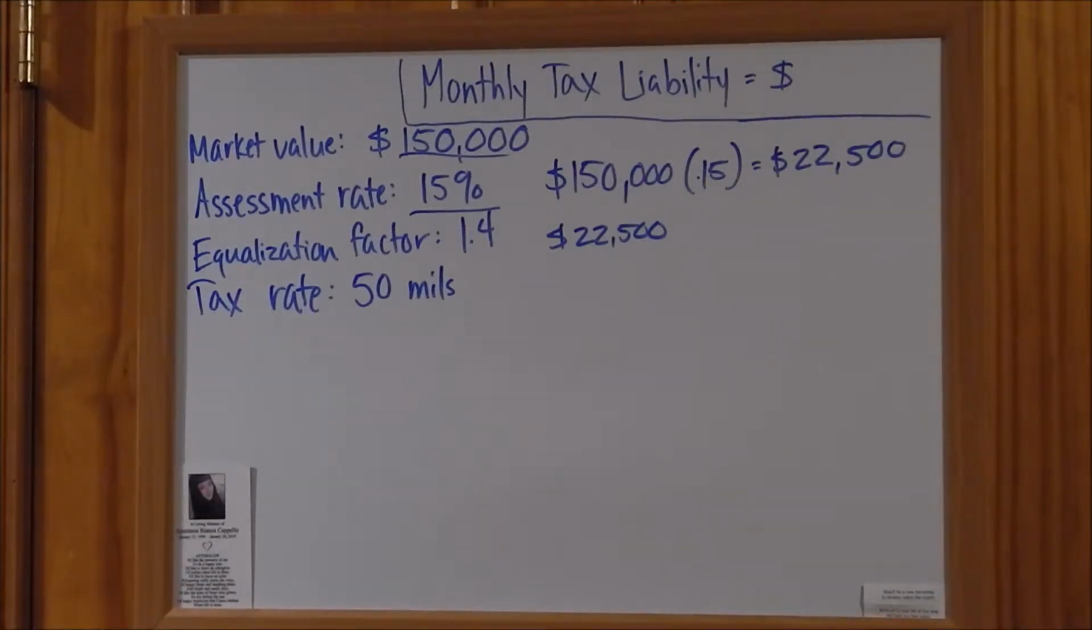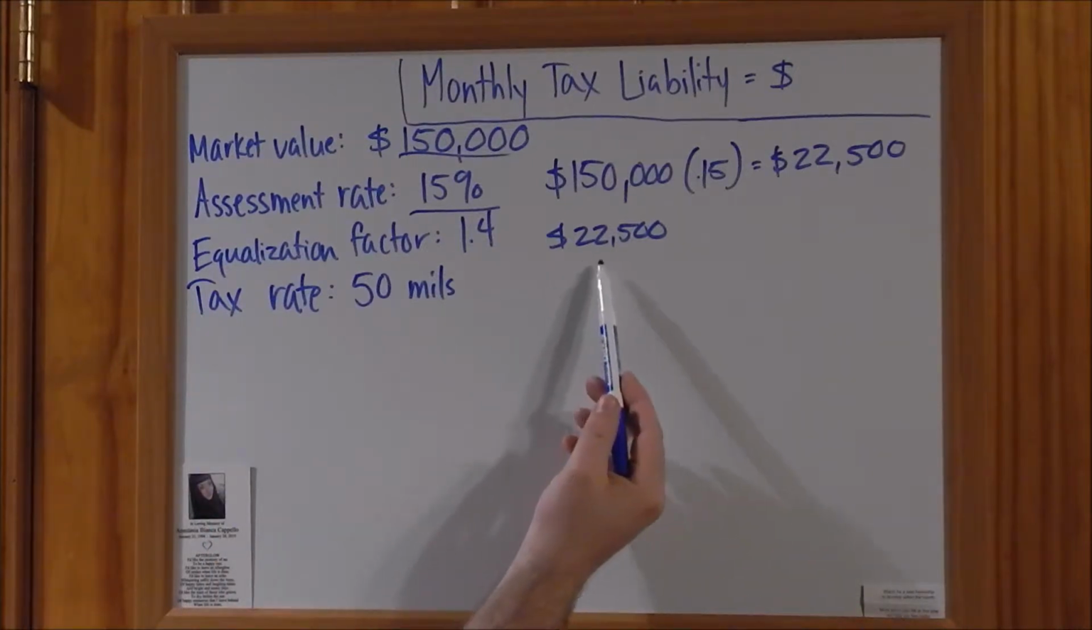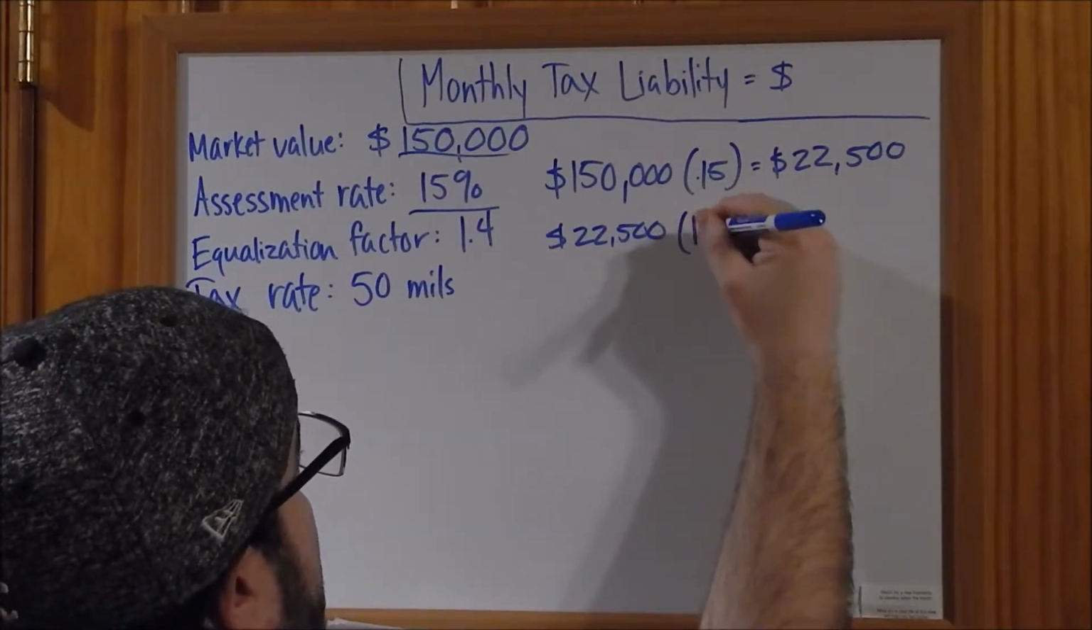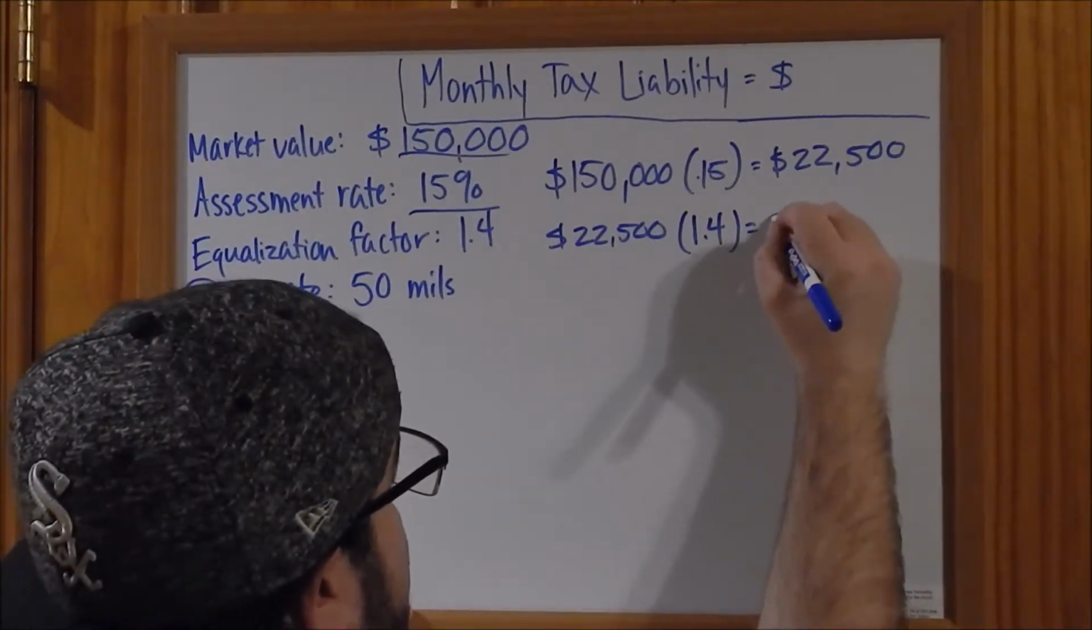We have 22,500. But we have an equalization factor. If you remember from your text, the equalization factor is what's used either in your neighborhood or for your property specifically in order to make the tax rates equal based on the services that are provided in your jurisdiction. It's just a way to make sure that everyone pays their fair share of taxes based on the services that they are provided. In this case, we multiply the assessed value, which is $22,500, by our equalization factor, 1.4, which gives you $31,500.